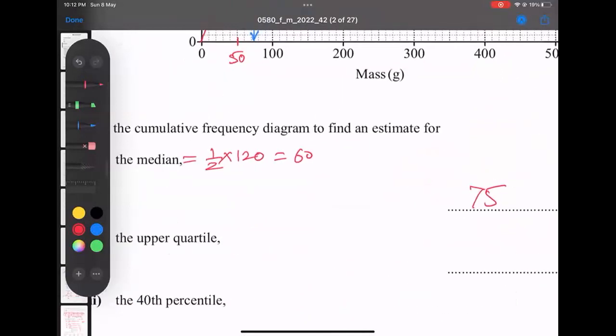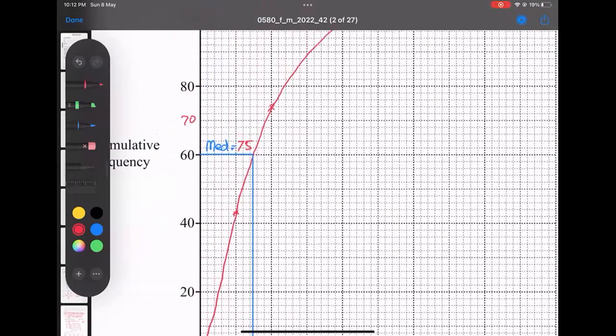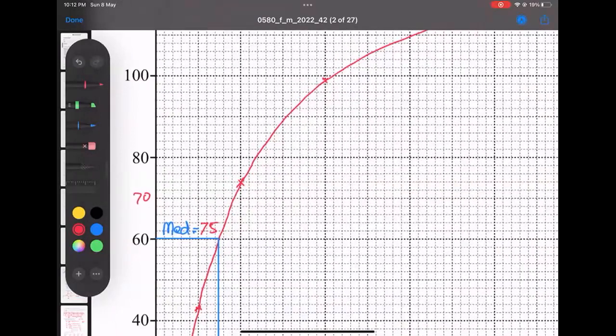What is the upper quartile formula? 3/4 of the total frequency 120, and I'm getting 90 here. But for your knowledge, 3/4 of 120 gives 90, but 90 is not our final answer. 90 is a pointer. Where is the pointer of 90? 90 is in the middle of 180. So from there, go to the graph.